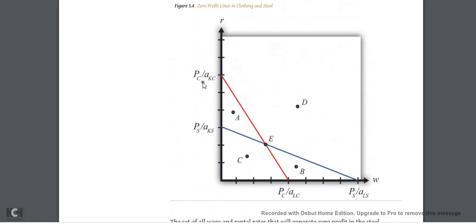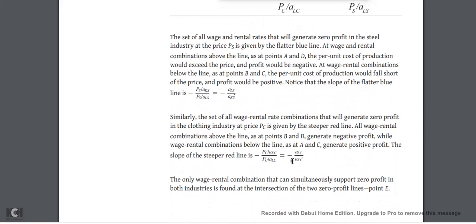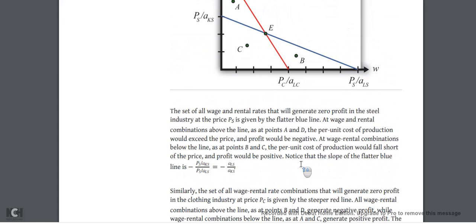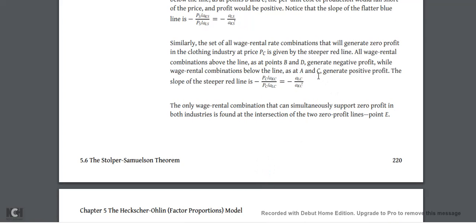PC divided by AKC to PC divided by ALC is equal to negative of ALC by AKC. It is also a negatively sloped curve. So with this we can understand the wage and rental combination that can simultaneously be at zero profit in both the industries, if it is found that the curves of these two industries intersect at a point E.